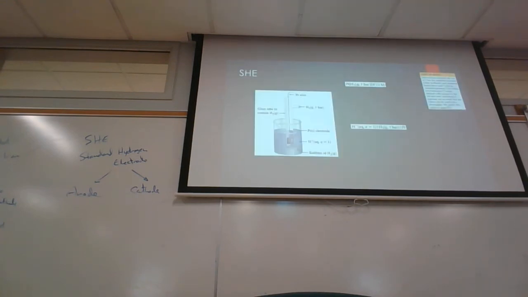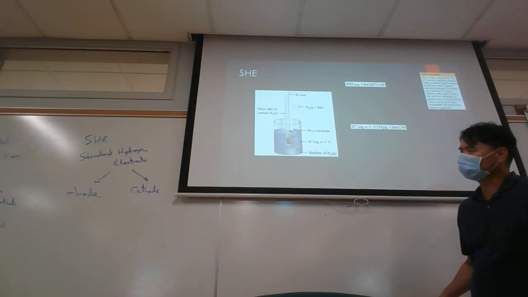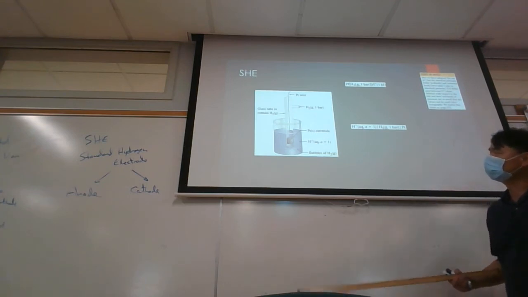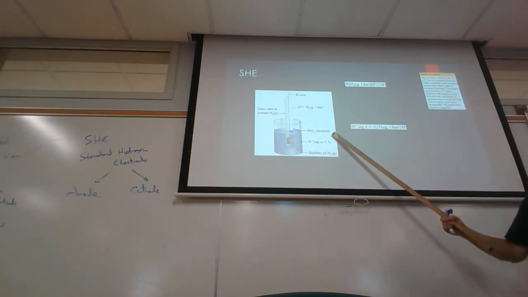So this is what we're going to arbitrarily assign 0. We're not going to assign copper or zinc or silver or whatever. We're going to assign hydrogen. Okay, this is going to be the hydrogen. We're going to call this the anode.